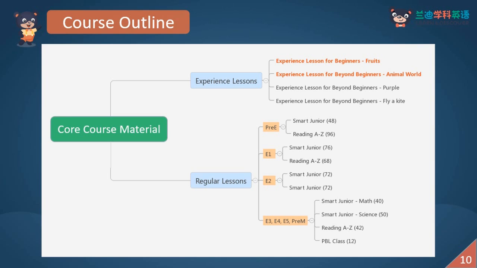The first 3 levels focus on English fundamentals and reading. Starting from the E3 level, students will study English in the context of different subjects, primarily math, science, and reading.